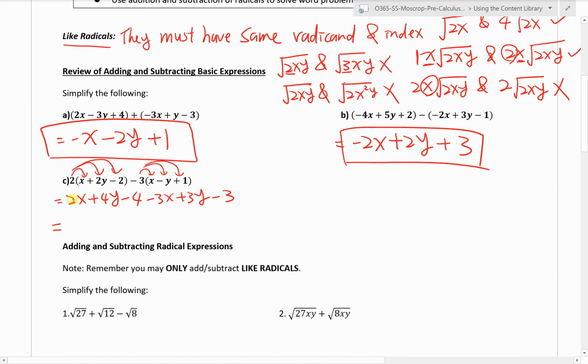Combine like terms together now. 2x minus 3x is negative x. 4y plus 3y is 7y. Negative 4 minus 3 is negative 7, and that's the answer.